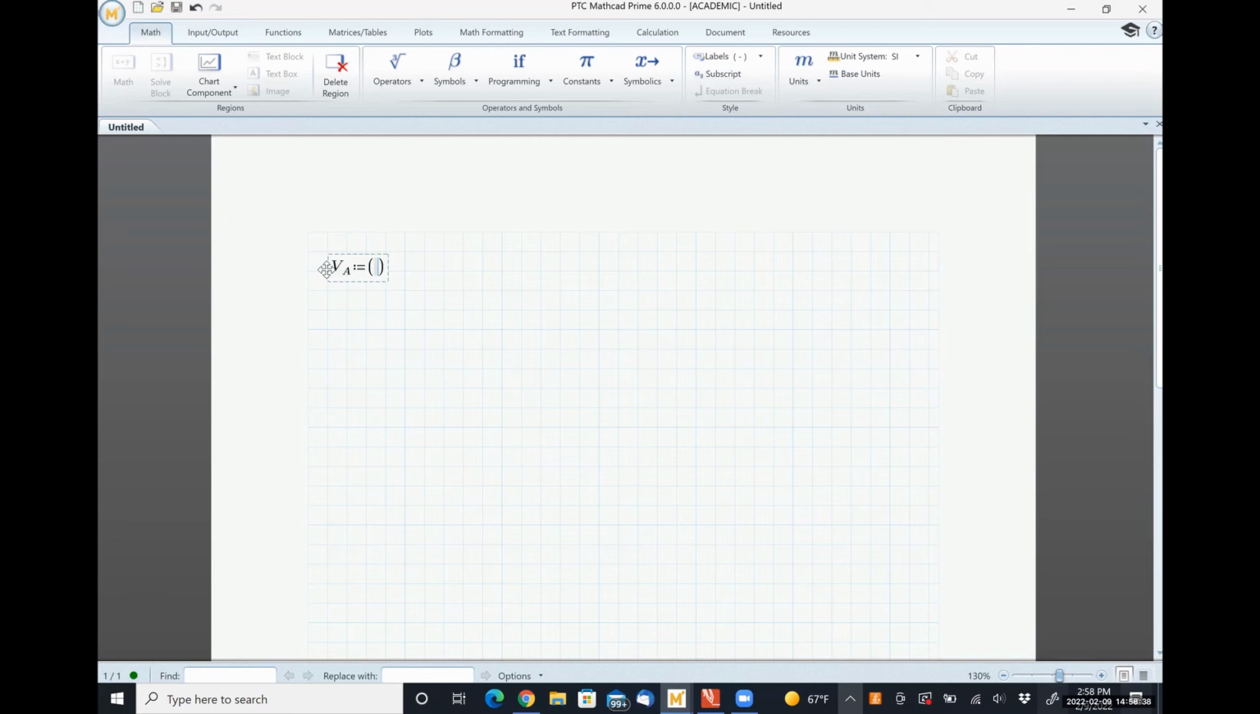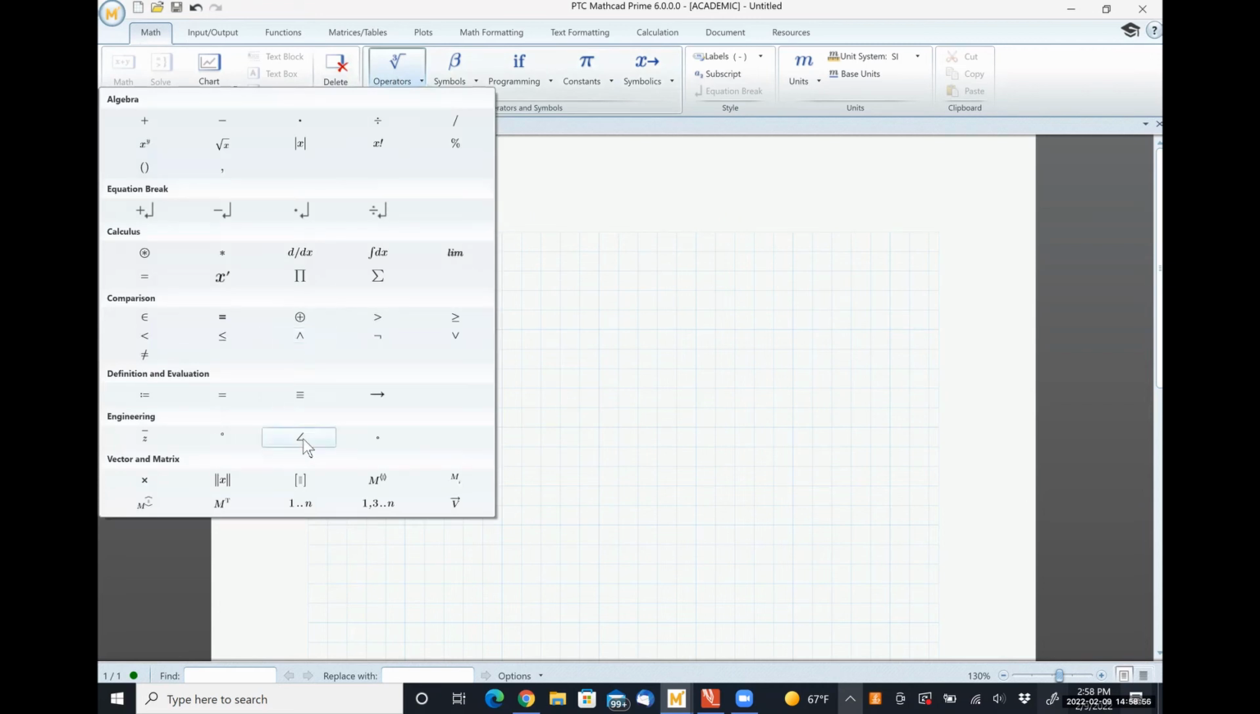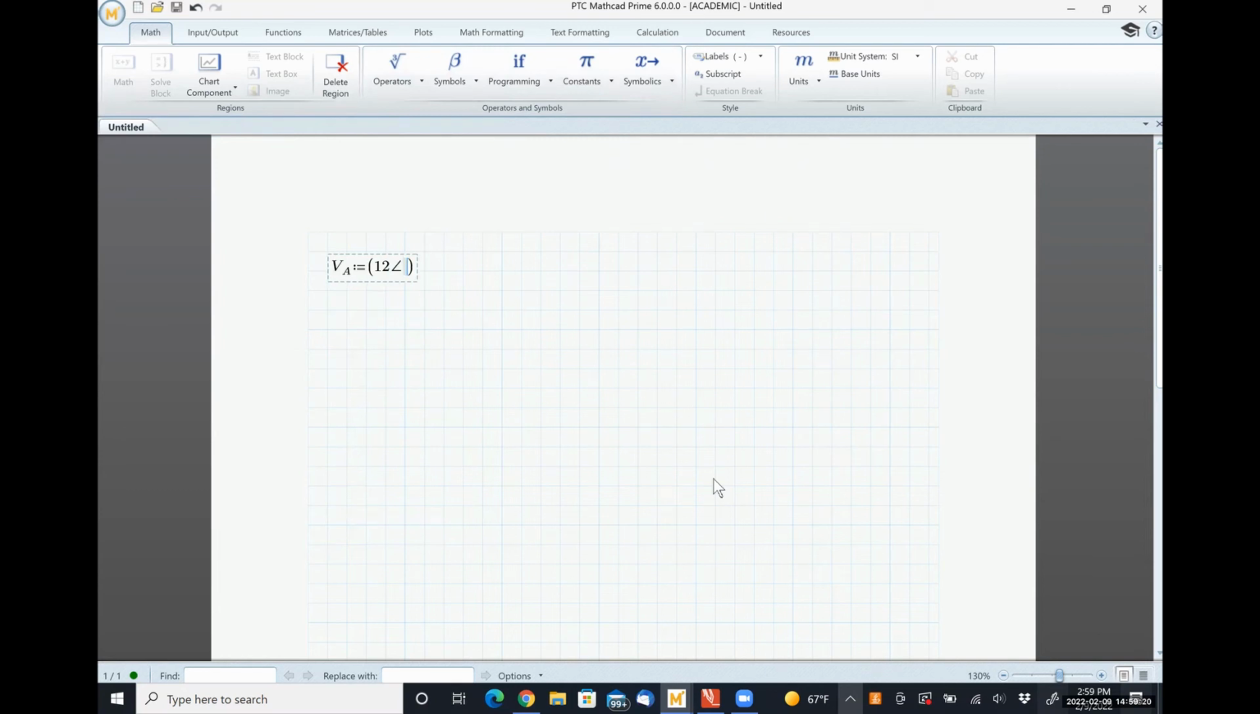To express it as a complex number in polar form, which is usually how I would do it, I would give the magnitude, which might be something like 12 volts, and then I need to give it a phase angle, okay? So to get the phase angle, we can click this operators button and then go down to engineering and just click on this and it will give us the angle operator. But you may also notice that it says Control-Shift-P. So that's a keyboard shortcut so we don't have to go up to this menu over and over again. We can just press Control-Shift-P to insert that operator. So Control-Shift-P gives me my angle operator.